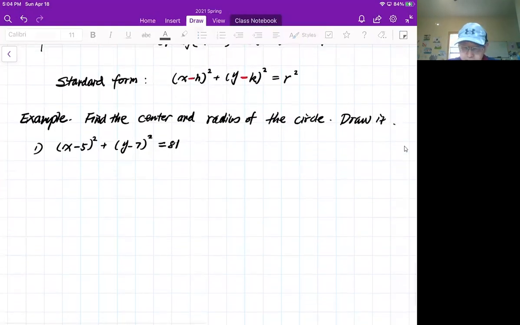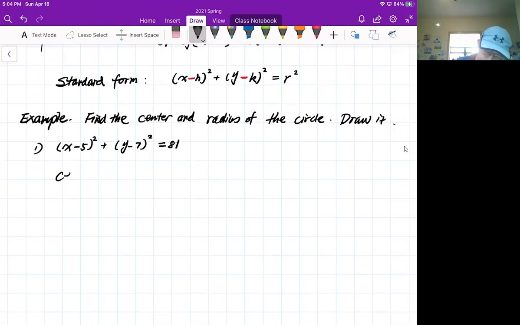By the standard form, the center is, you take the negative, no, you take the positive of that. Why don't you take the negative? Because the formula has a negative sign here. Can you see that? So if you have a negative 5, the x value of the center is actually positive 5. Similarly, the y value is 7. So the center is (5, 7).